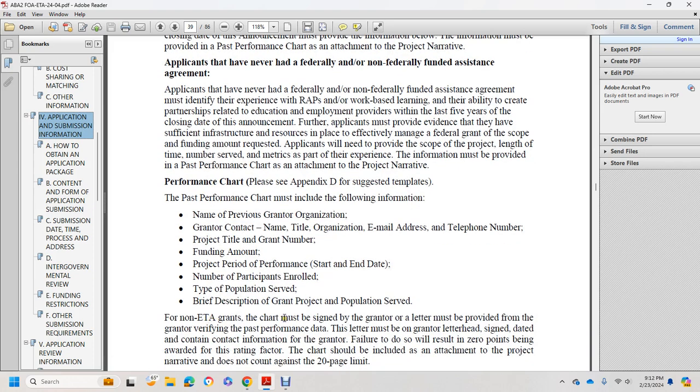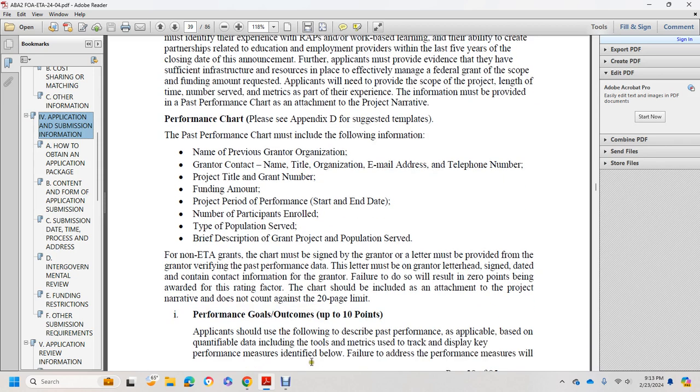For non-ETA grants, charts must be signed by the grantor, and a letter must be provided from the grantor verifying the past performance data. The letter must be on grantor letterhead, signed, dated, and contain contact information for the grantor. Failure to do so will result in 0 points being awarded for the rating factor. The chart should be included as an attachment to the project narrative and is not counted against the 20-page limit.